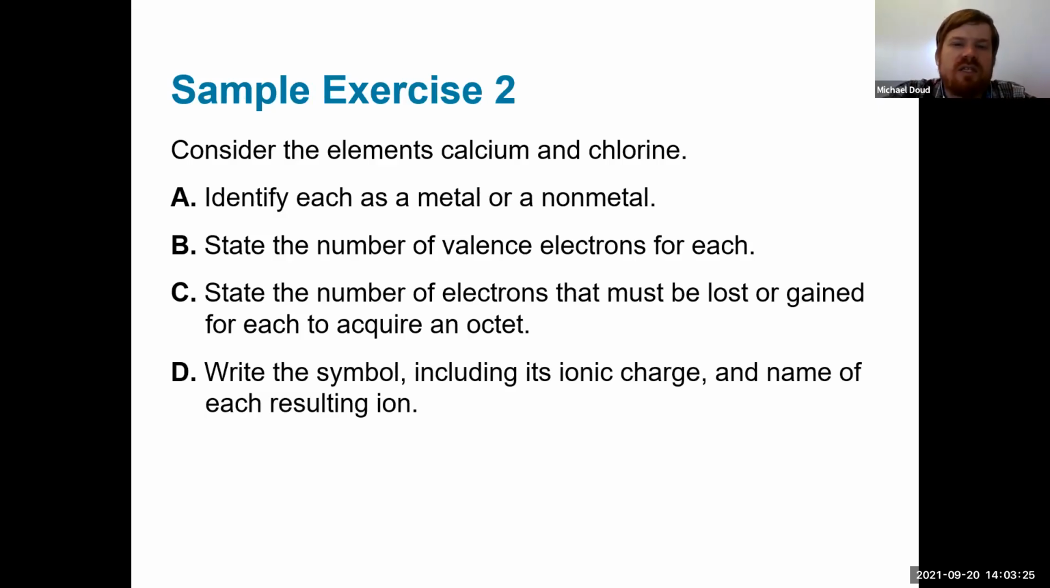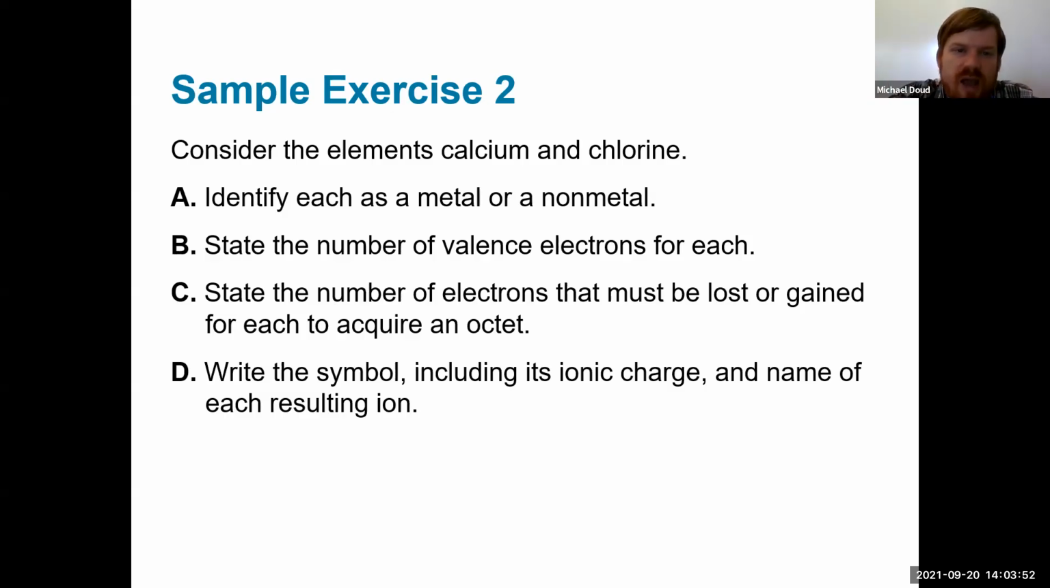Okay, so look at calcium and chlorine. Identify each as a metal or a nonmetal. Give me the number of valence electrons in each of them. Give the number of electrons lost or gained to form an octet. And then give me the symbol, including the ionic charge, and the name of each resulting ion. Go ahead and pause the video. Let's work this out. What ions does calcium form, and what ions does chlorine form? Pause.